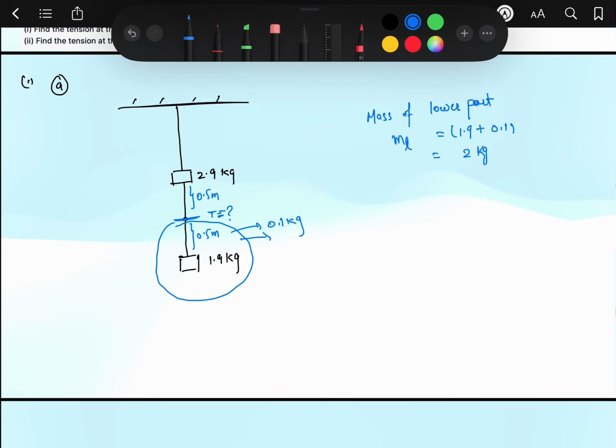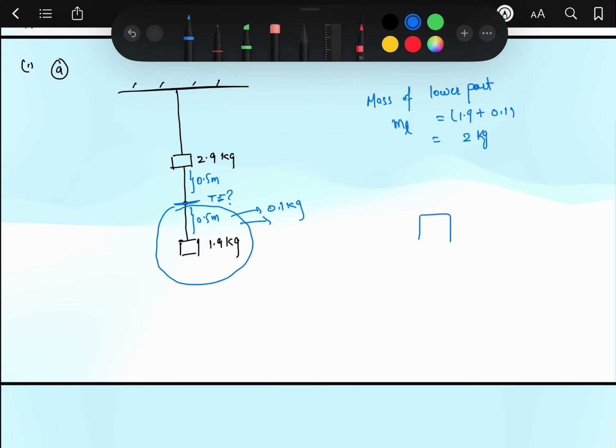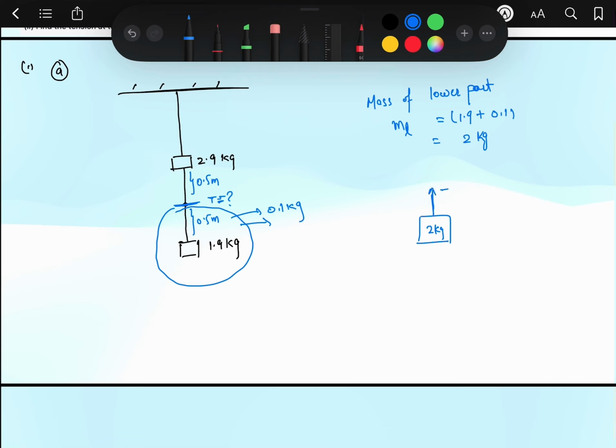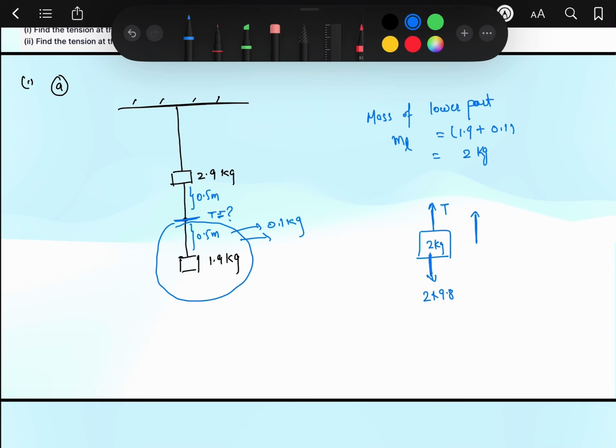So if I draw the free body diagram of this 2 kg mass, combinedly I am taking this as 2 kg, and there will be some tension acting at this point. And there will be the weight of this 2 kg mass in the downward direction, that will be equal to 2 multiplied by 9.8. And the acceleration of this body in the upward direction is given as 0.2 meter per second square.